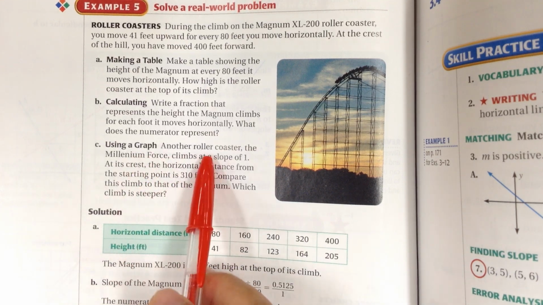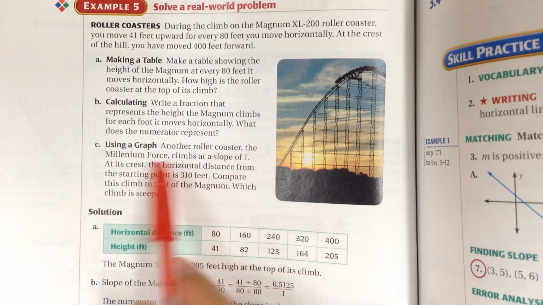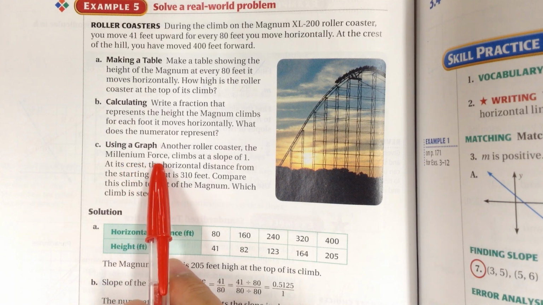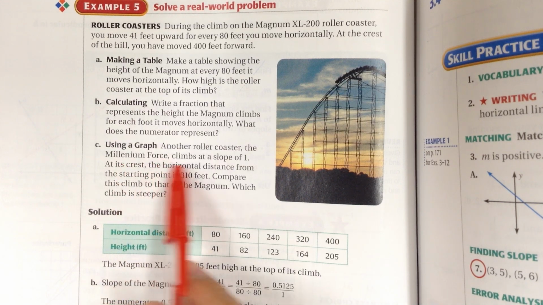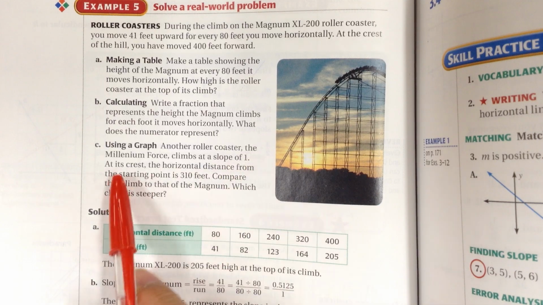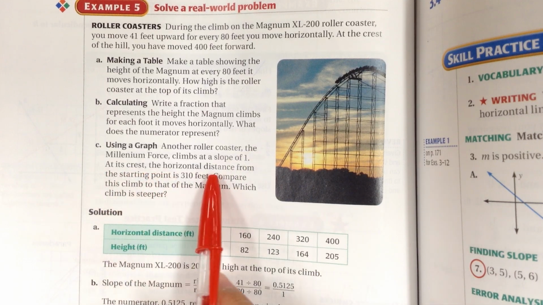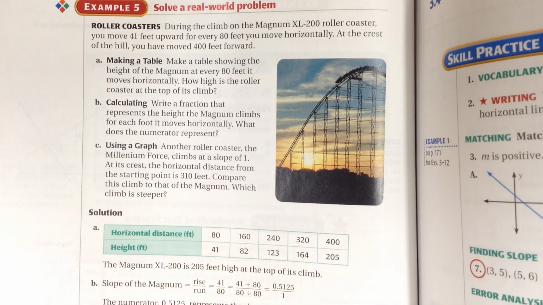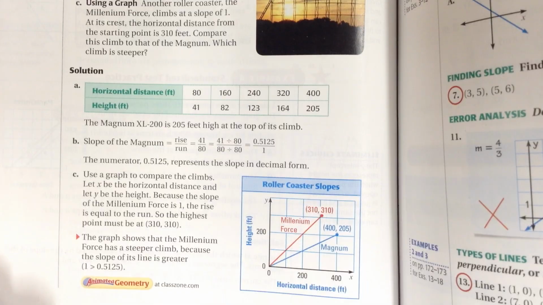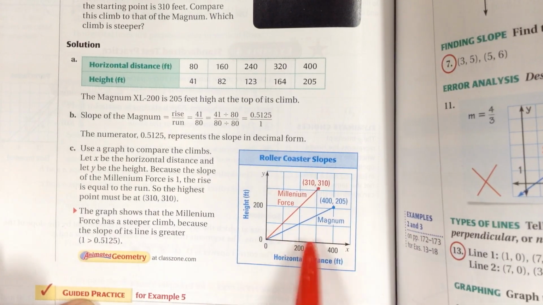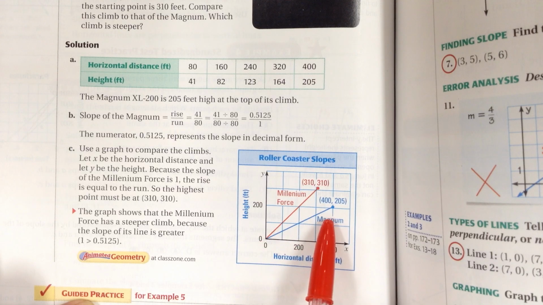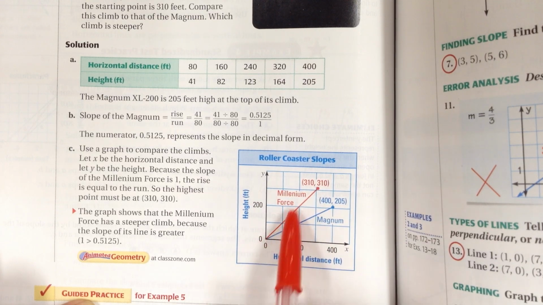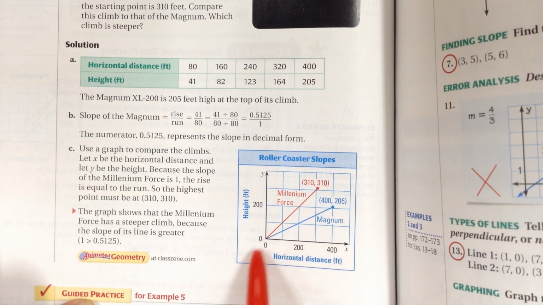Okay, so see, use a graph. Another roller coaster, the Millennium Force, climbs a slope of 1. At its crest, the horizontal distance from the starting point is 310 feet. Compare this climb to that of the Magnum. Which climb is steeper? Okay, so if you make the graph over here, you can see that Millennium is more steep.